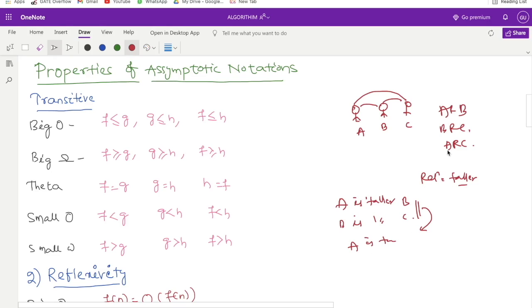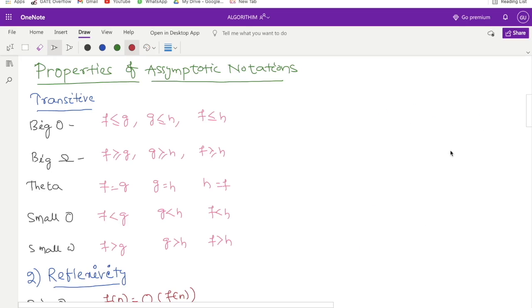So if these two are given to us, and the third thing can be derived from these two statements, then we can say that the relation we are taking is a transitive relation. Okay, so this is the brief idea about transitiveness.